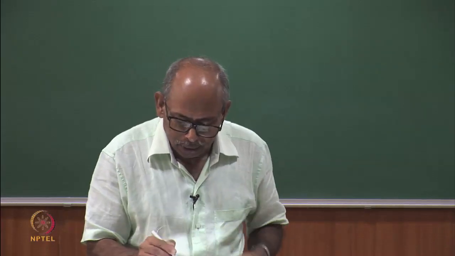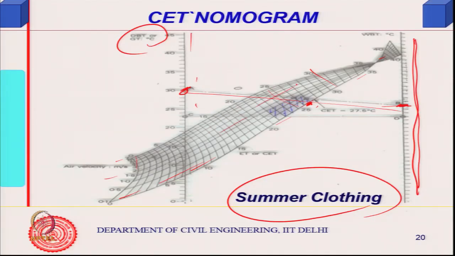For higher air velocity, this value is lower; along this direction your CET is increasing. Higher the air velocity, like 2 meters per second, 3, and so on, this moves along this direction. In other words, your CET will reduce with air velocity, because more heat loss can take place from the body. These are the CET lines, this is 10 degrees, 20 degrees, and so on.